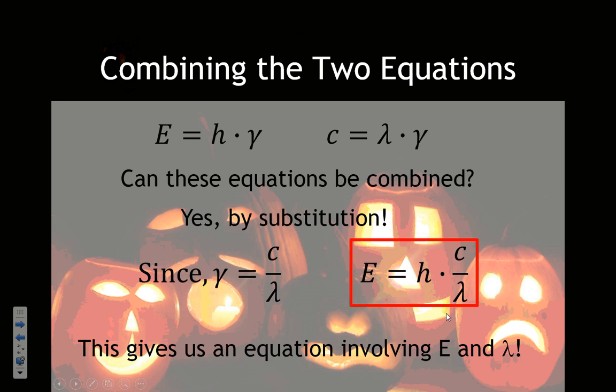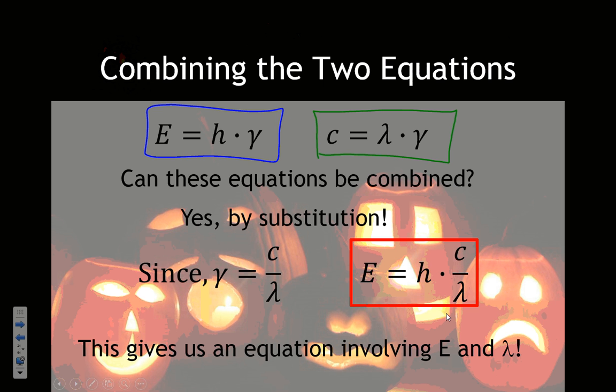Now, if you recall, we had two equations. The equation where we were looking at light acting like a particle, which was this one, which was the relationship between the frequency a bundle of light energy or photon had and its energy. And then the equation where we were treating light like it was a wave. The wavelength times frequency equals the speed of light equation.